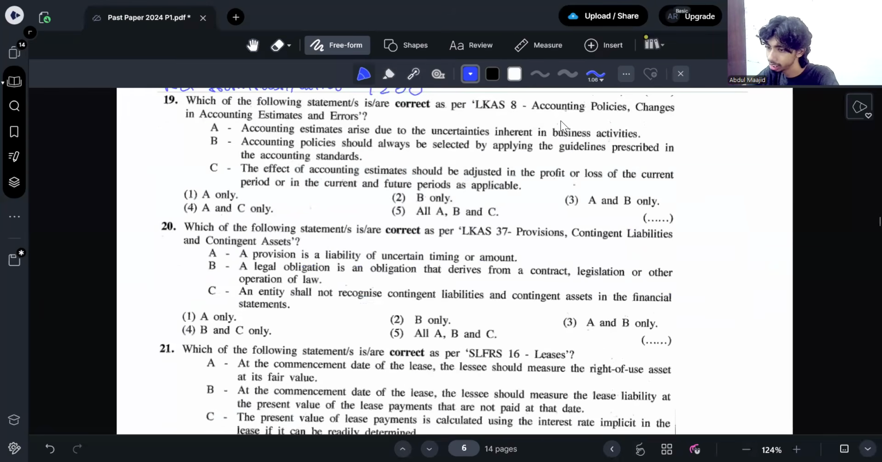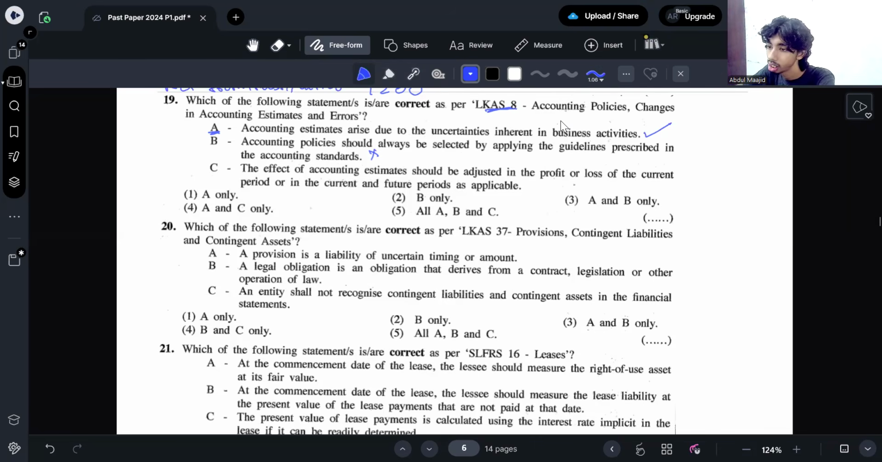19th one. Which of the following statements is correct as per LKAS 8 accounting policies, changes in accounting estimates and errors? A. Accounting estimates arise due to uncertainties inherent in the business activity. Correct. Why do we estimate stuff? Because there are uncertainties. We are not sure how much it will actually be. So you estimate it. You predict it. B. Accounting policies should always be selected by applying the guidelines prescribed in the accounting standards. No. You can either select the policy by following the standard, or if the standard is not telling a way to select the policy, you can use the managerial judgment. The managers of the business can make a judgment and select the policy accordingly.